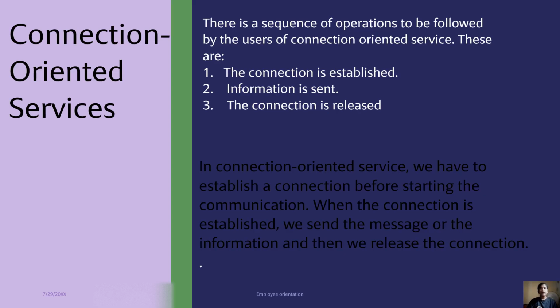First, connection-oriented service. There is a sequence of operations to be followed by the user of connection-oriented service: the connection is established, information is sent, and the connection is released. So basically, we establish a connection, through that connection the information is sent, and after the work is achieved, it just releases the connection. In connection-oriented services, we have to establish a connection before starting the communication. When the connection is established, we send the message or the information, and then we release the connection.